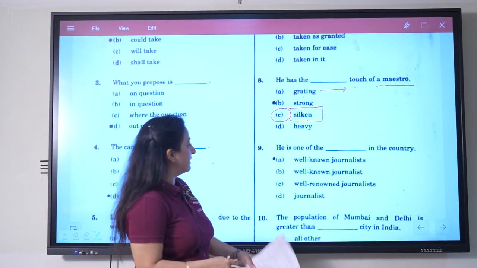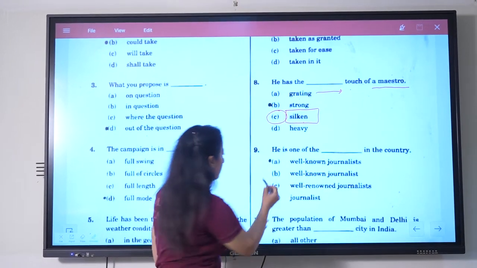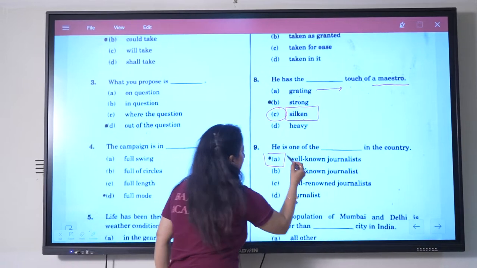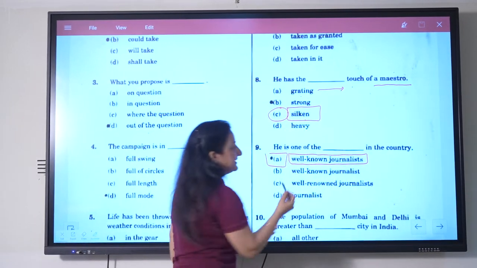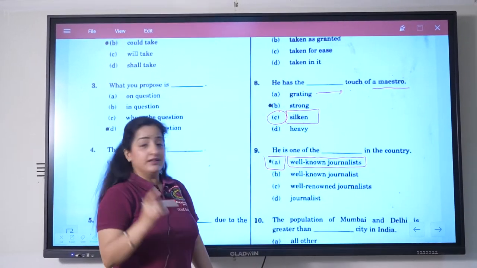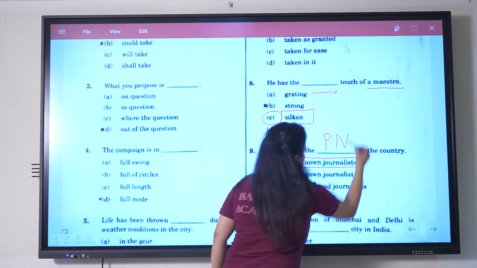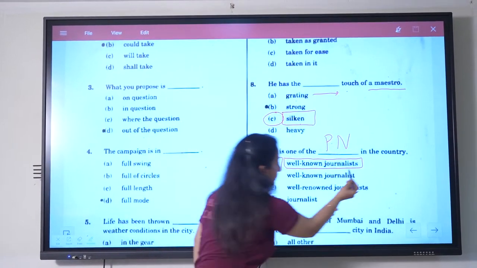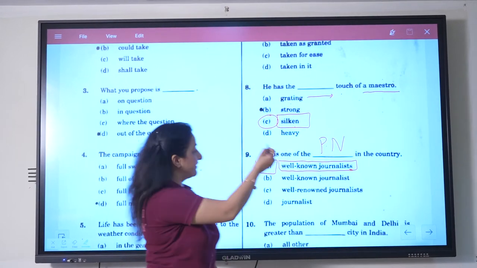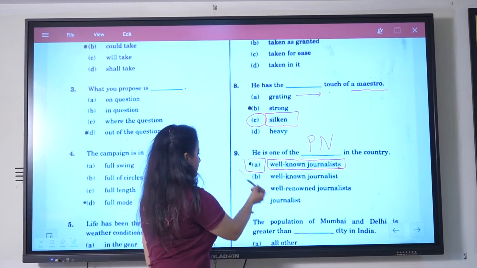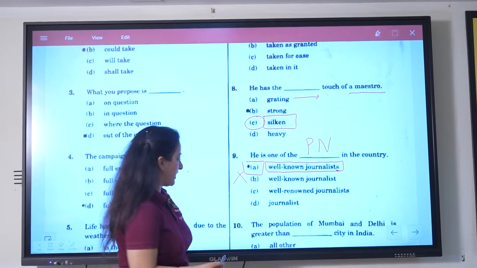Moving on, question number 9. "He is one of the dash well-known journalists in the country." The correct answer is Alpha. Reason: after "one of the," always use a plural noun, and journalists is plural. So therefore, that's the answer. And this is how it explains why we rule out Bravo.